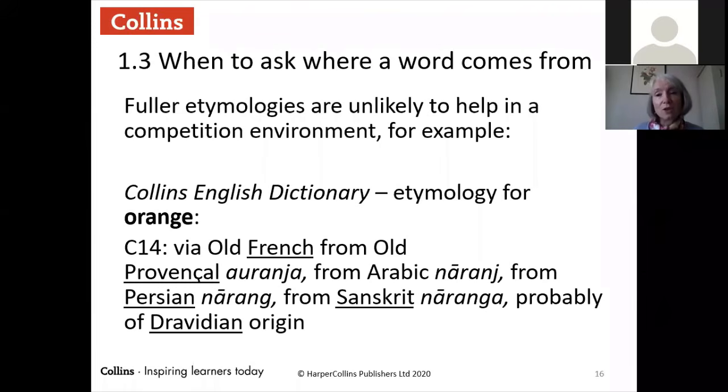And it would be up to the organisers whether they say Old French or Old Provençal or Arabic or Persian or Sanskrit or Dravidian or all of those. So you have to be really careful with this information. Having said that, there are some clues, and that's what we're going to look at, some of the easiest clues for us to get our heads around without being academic linguists who've studied the history of the language.